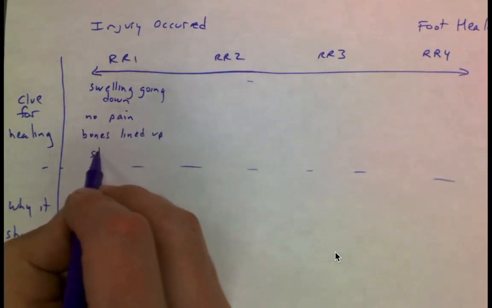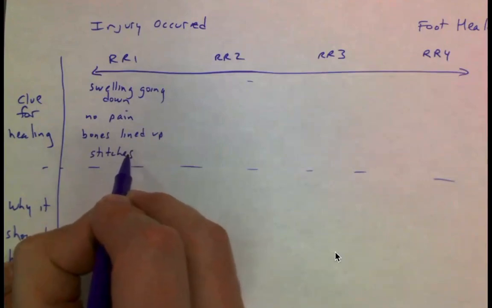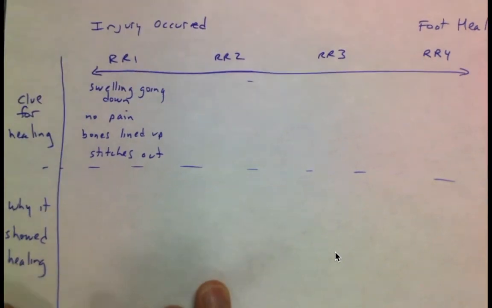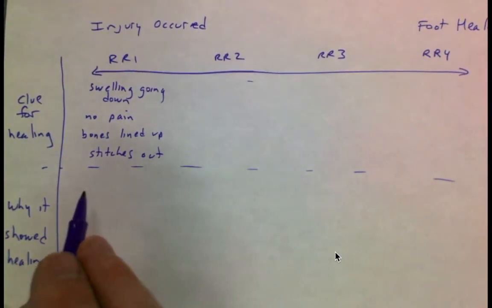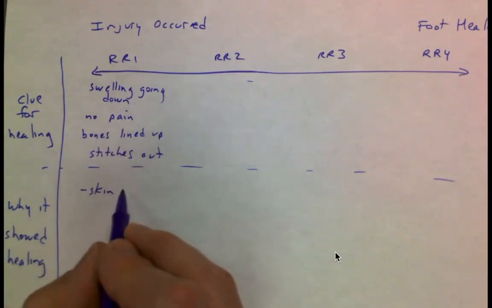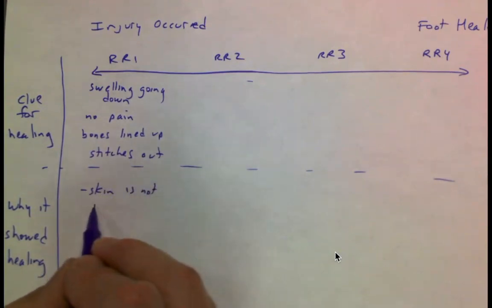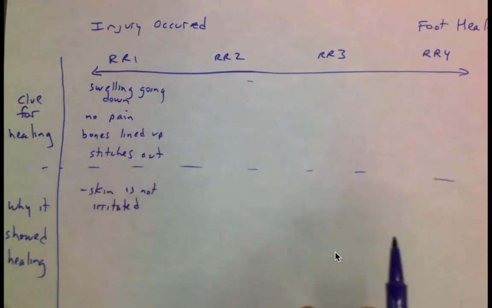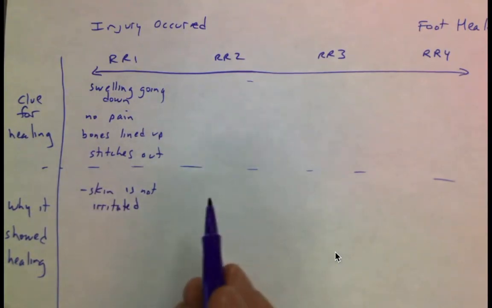And stitches were able to come out. So that was some signs that things were going well and that the body was actually healing itself. Why did it show healing? Well, if the swelling is going down, maybe the skin is not irritated as much. And we're just guessing. We're not doctors here, so we're just guessing why that might be a good idea for healing.